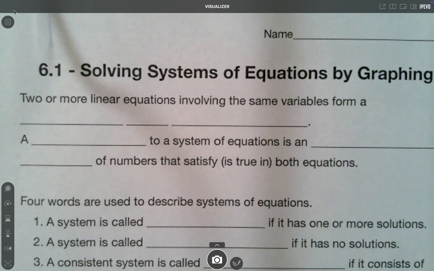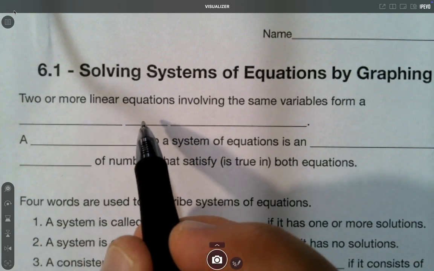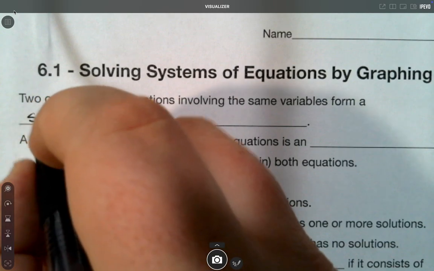Now, it's fair to ask, what are you talking about? What is a system of equations? Anytime you have two or more linear equations involving the same variables, they form a system of equations.